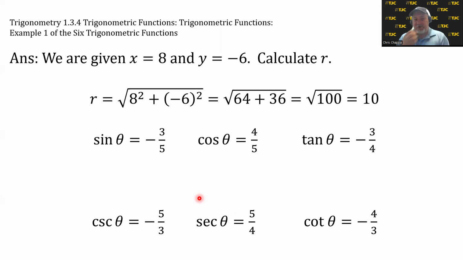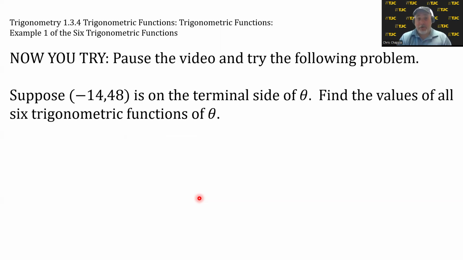So your final results are sine of theta is negative 3/5, cosine of theta is 4/5, tangent of theta is negative 3/4, cosecant of theta is negative 5/3, secant of theta is 5/4, cotangent of theta is negative 4/3. Yes, that's all there is to this particular problem, which means it's time for you to try.